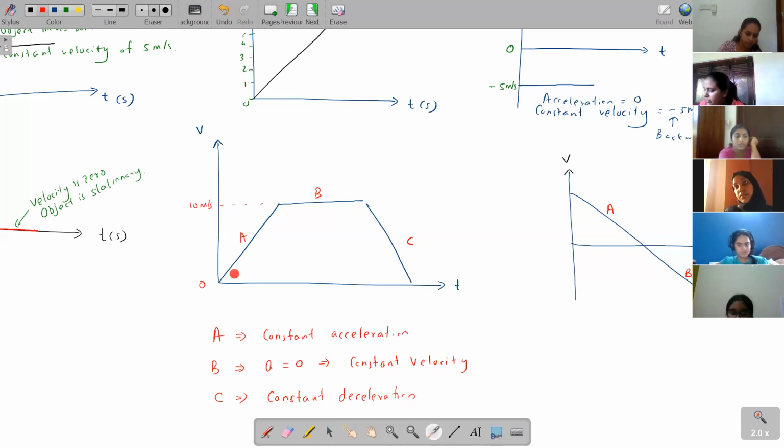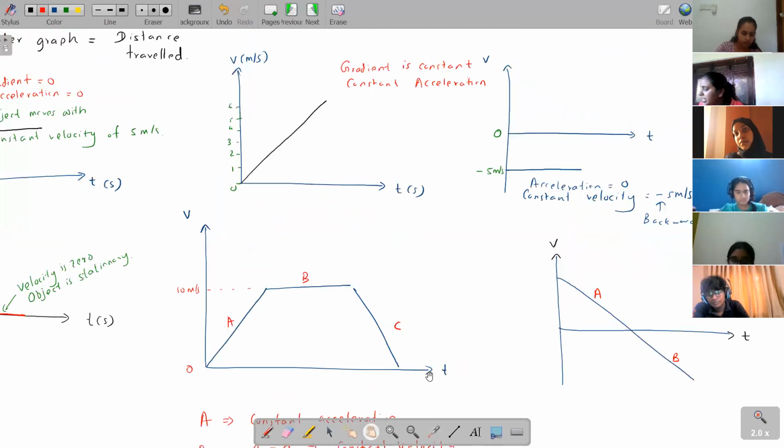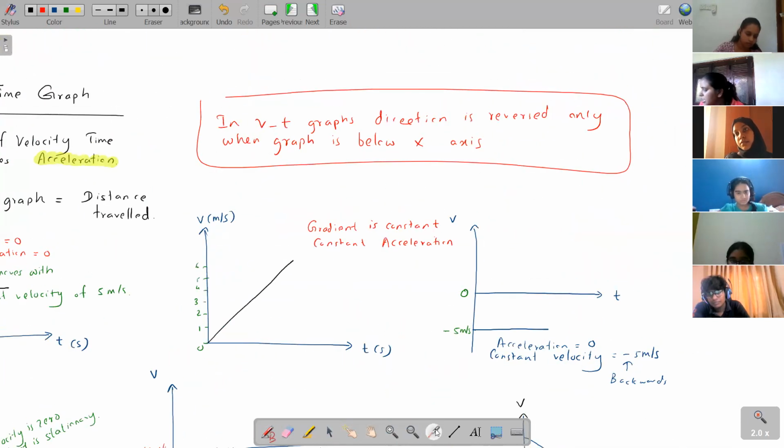Can you show what you wrote about VT graphs? In VT graphs, with direction, you can go in the positive direction or you can come backwards. You may go front or you may come back. So in VT graphs, when your graph is above the x-axis, it means you're going completely in the positive direction, the front. But if your graph is below the x-axis, it means you're going back. That's what I want you to understand.